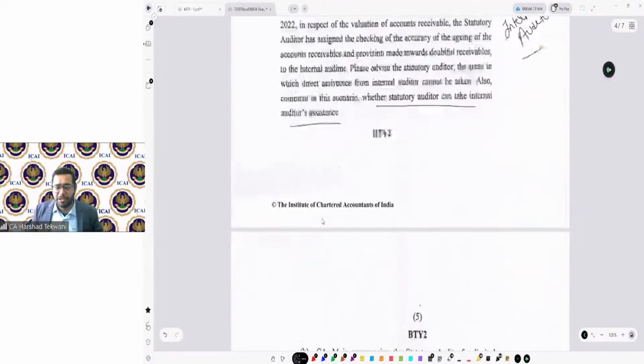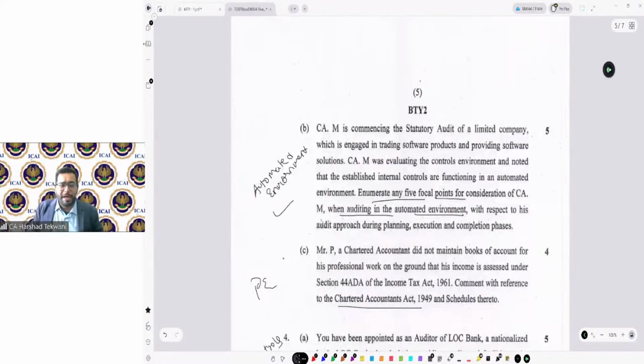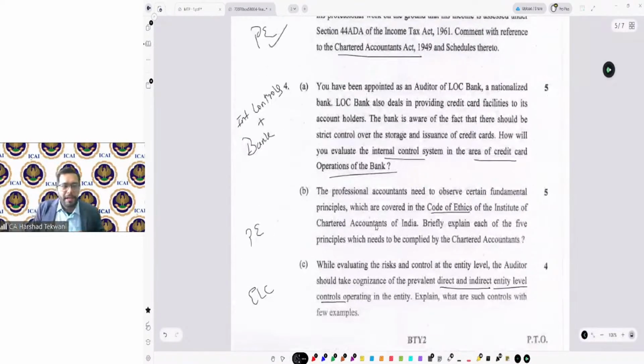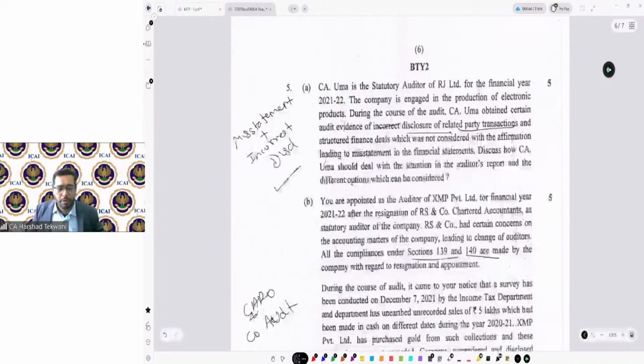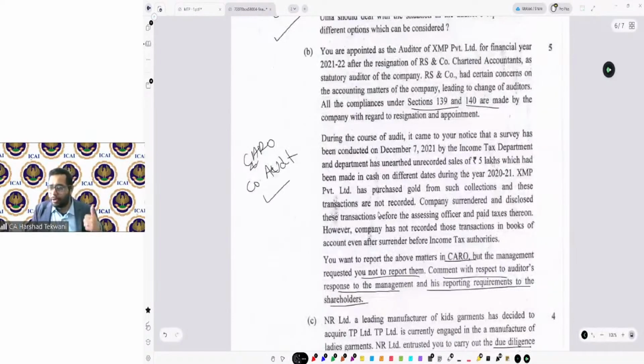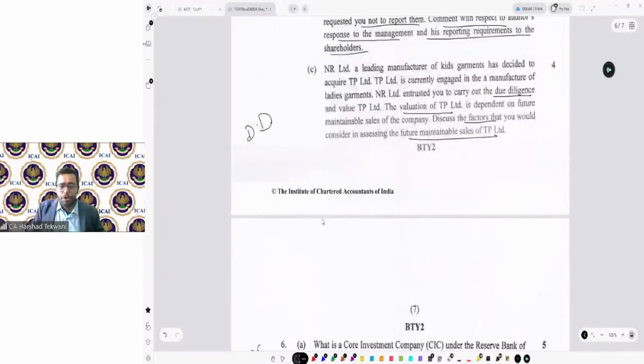Internal audit, I can answer. Automated environment, professional ethics. Automated environment, let's say, okay, somewhat able to answer, but professional ethics, good to answer. I can go. Internal controls for banks, professional ethics, and ELC. If you think 2 of them I could not answer, only one I can answer, then you can keep it on hold, this one. Move to next one. Material statement plus incorrect disclosure. If you think you can answer, good. CARO Companies Act, if you can answer, good. Okay, then due diligence again.